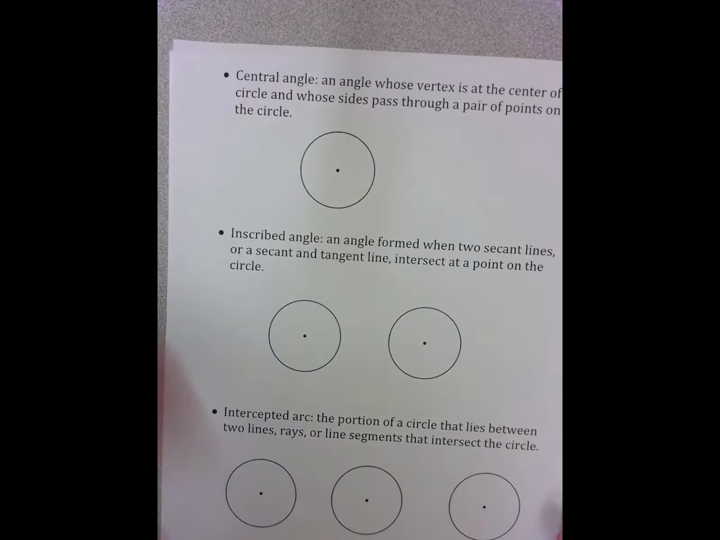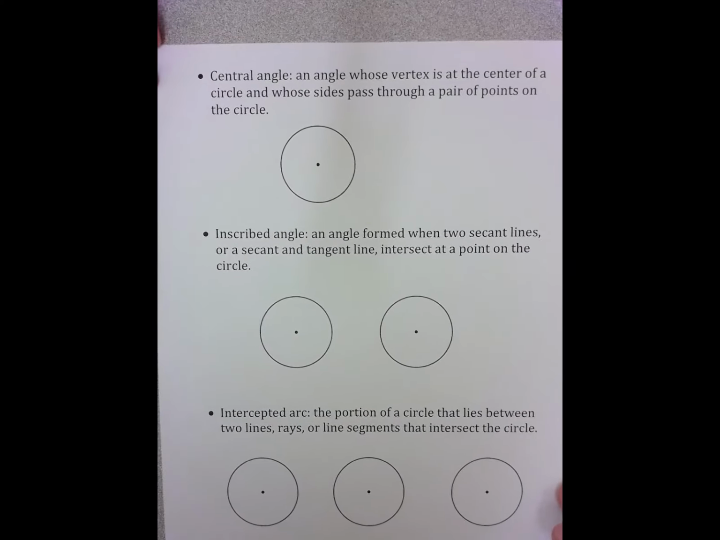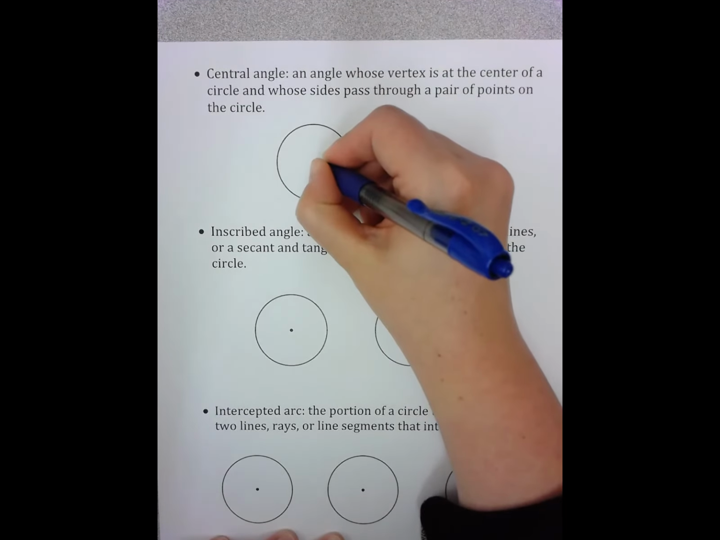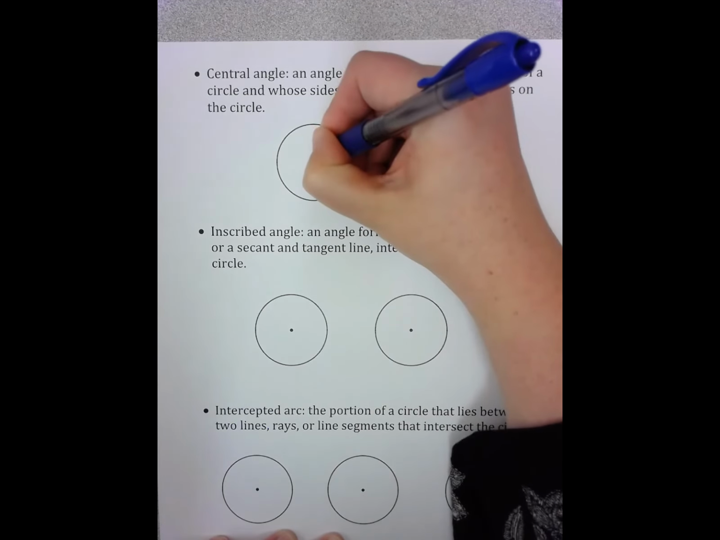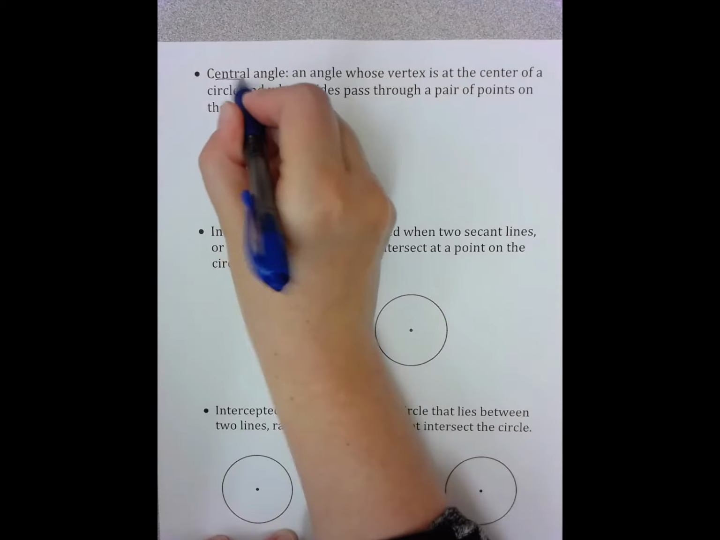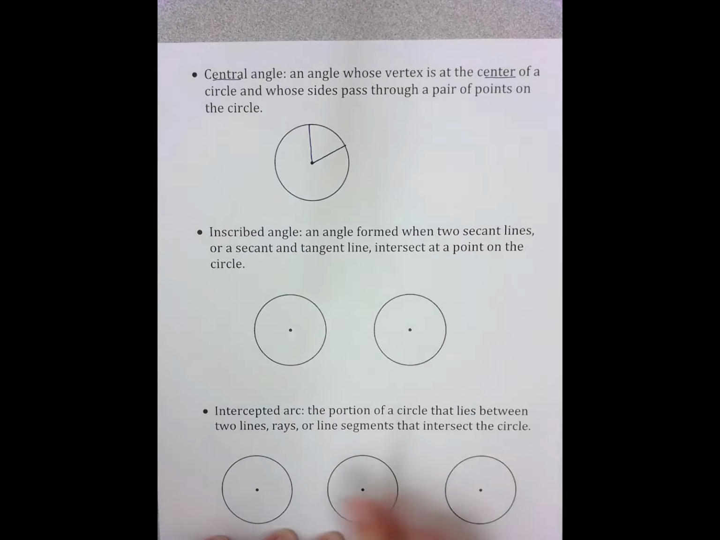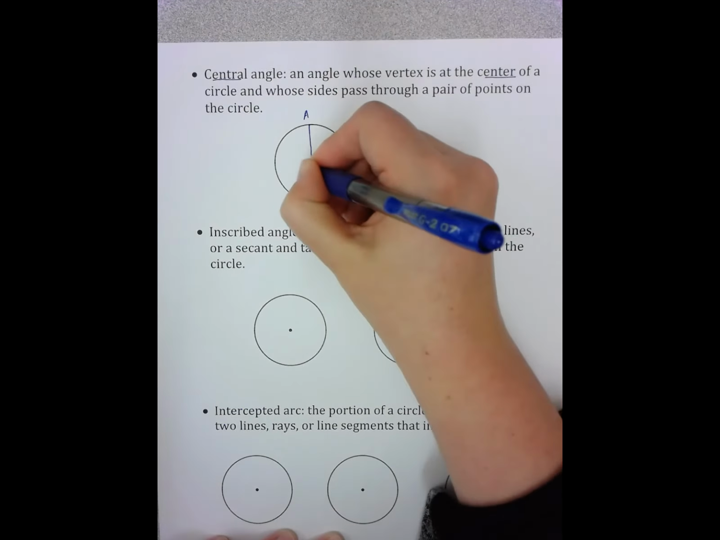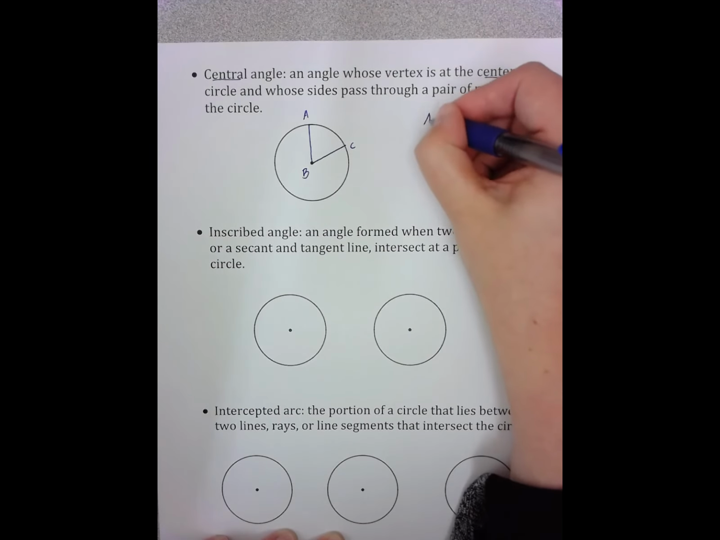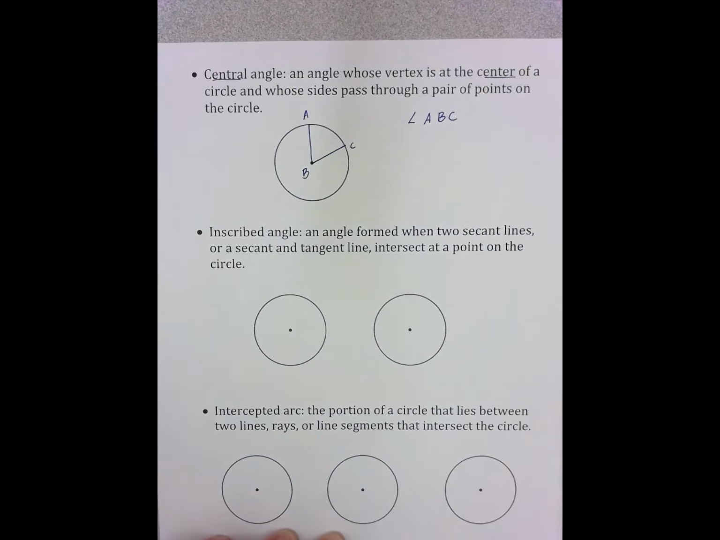Last three definitions. The first of the last three is a central angle. A central angle is an angle where the vertex of the angle is at the center. This one has a nice ring in terms of the connection of the name: central, center. And we denote this exactly the same way as we've denoted angles in the past, so angle ABC.